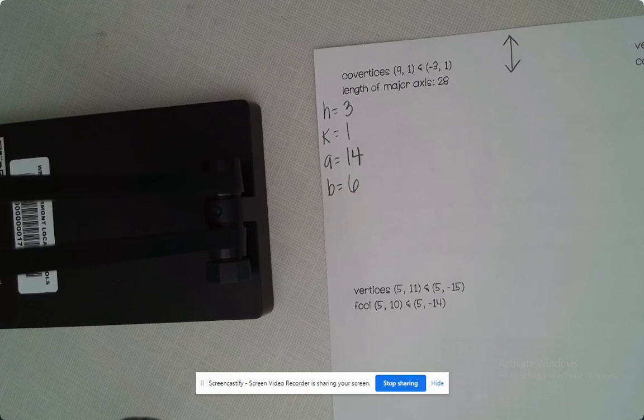This is why that first day I went through all that vocab. We didn't get through a lot of notes. There was a lot of vocab that first day because this was coming.